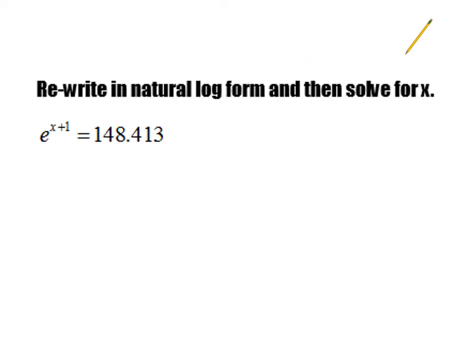Rewrite this natural log and then solve. So let's rewrite it first. E becomes ln. The exponent becomes the answer. What's remaining becomes your main number.